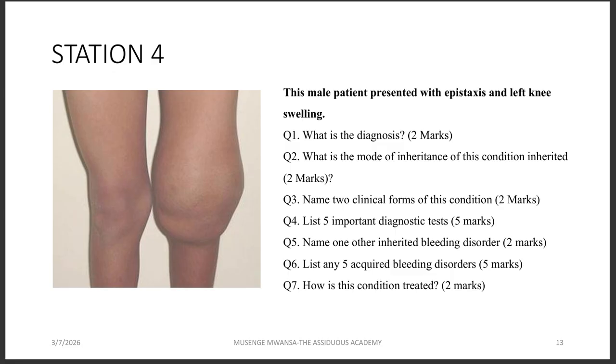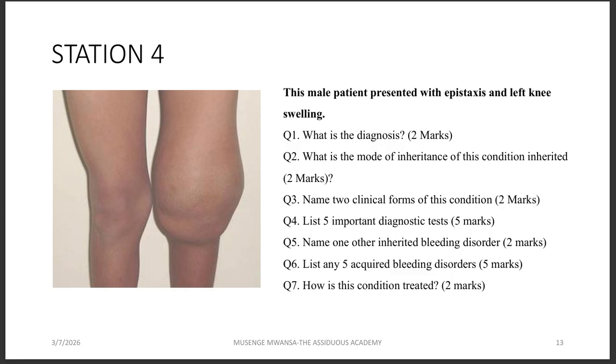Excellent. So remember the intrinsic cascade starts with 12 activated to 12A, which activates 11 to 11A, 11A will activate 9 to 9A, 9A will activate 8 to 8A, and then 8A will activate 10 to 10A. That is intrinsic. So all the factors that are affected in hemophilia are found in the intrinsic pathway, and that's what APTT measures, the activated partial thromboplastin time.